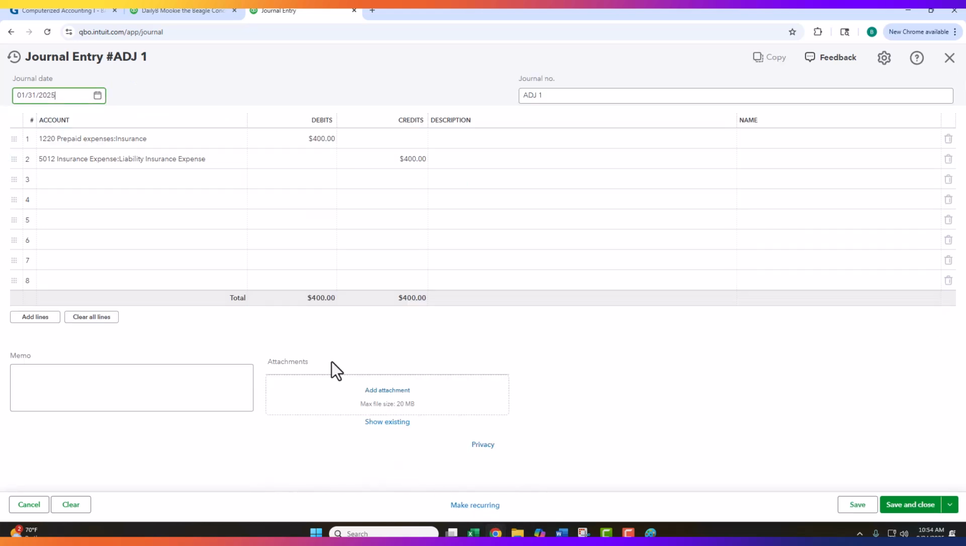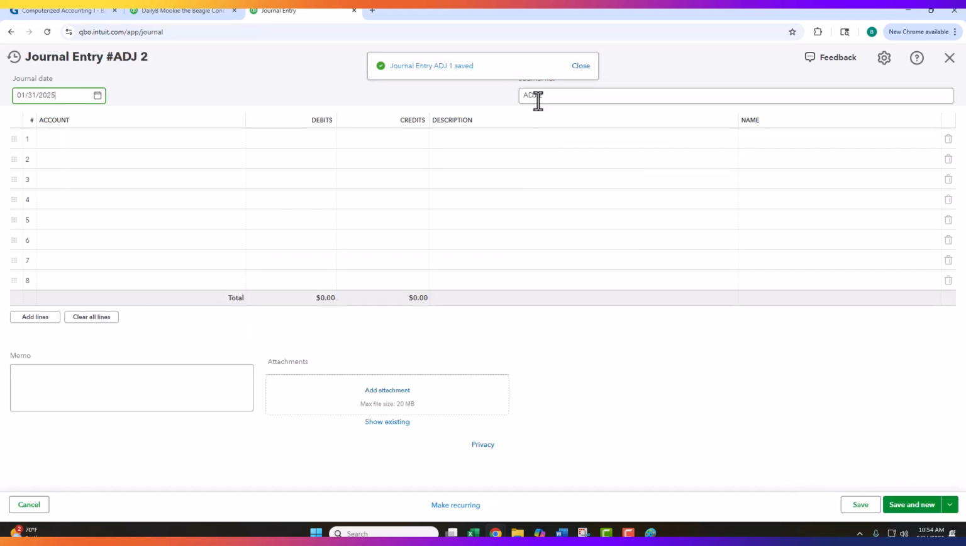So I'm going to cancel making recurring, but I am going to record the event. Now, it might be a good idea to include any attachments if you had them, like the details on the insurance policy payment, and maybe in the memo you could show the calculation that we did. I'm not going to require that, but those are good practices. What I'm going to do for right now is save and new, because I'm going to prepare another adjusting entry. So I clicked on this little drop down, save and new. And when I do that, you'll notice that the number for the adjusting entry changed from ADJ to ADJ2, and the date remained the same, which is going to save me a little bit of time.